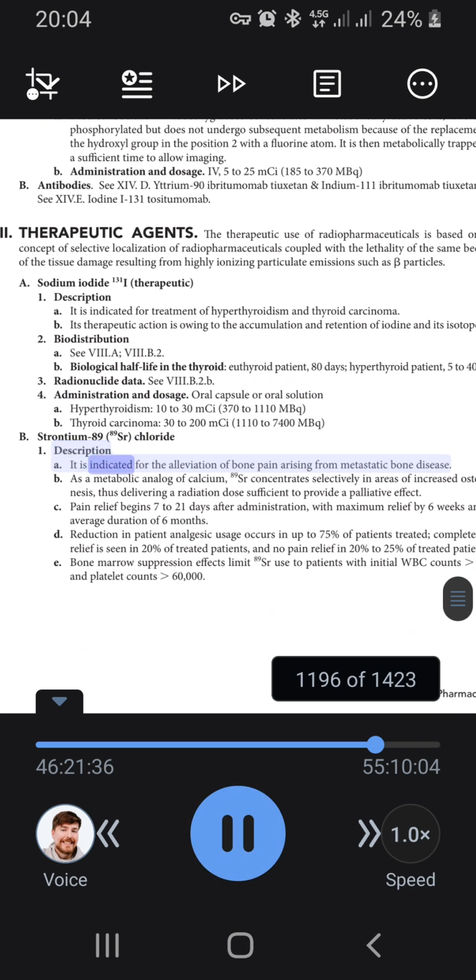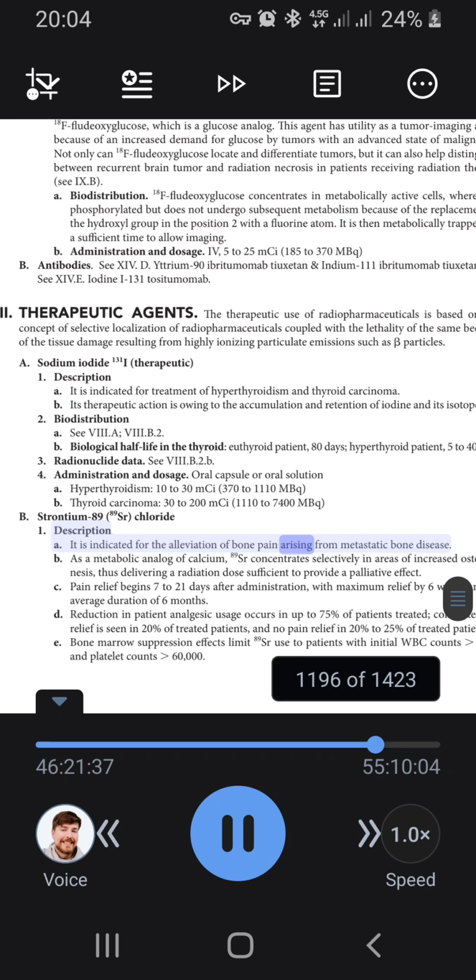Strontium-89 chloride. Description. A. It is indicated for the alleviation of bone pain arising from metastatic bone disease. B. As a metabolic analog of calcium, strontium-89 is concentrated selectively in areas of increased osteogenesis, thus delivering a radiation dose sufficient to provide a palliative effect.